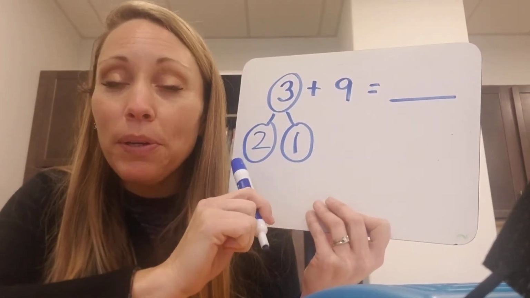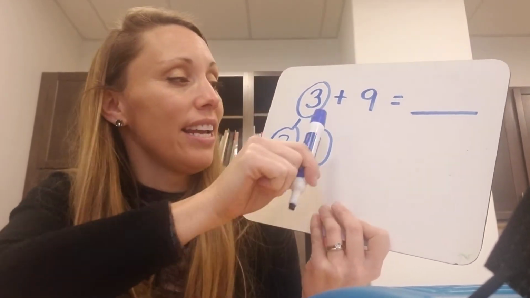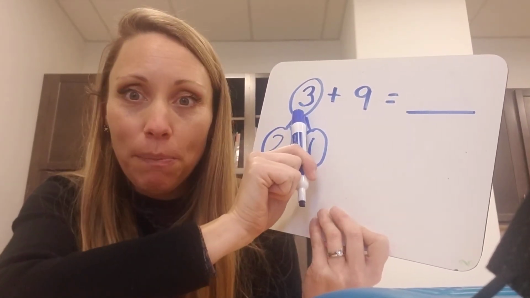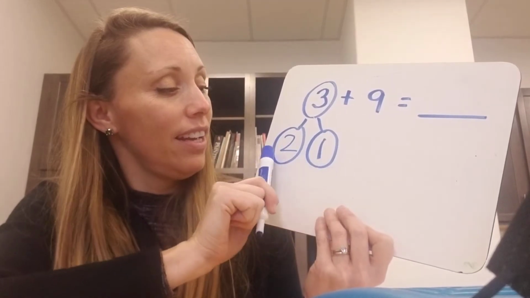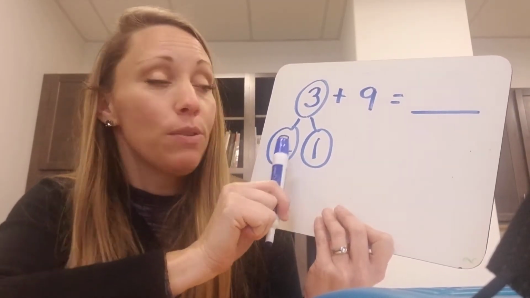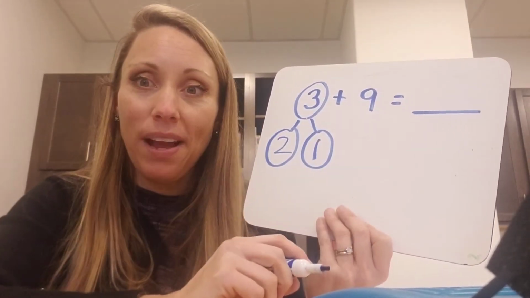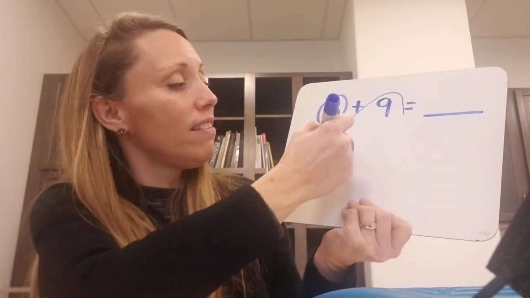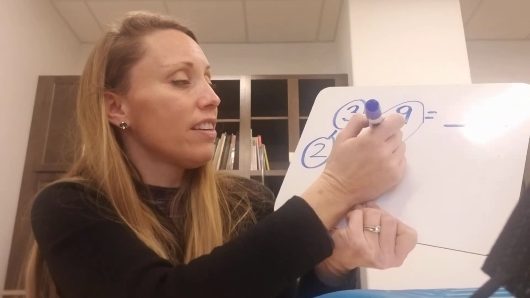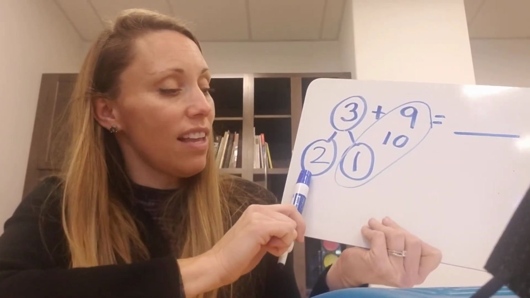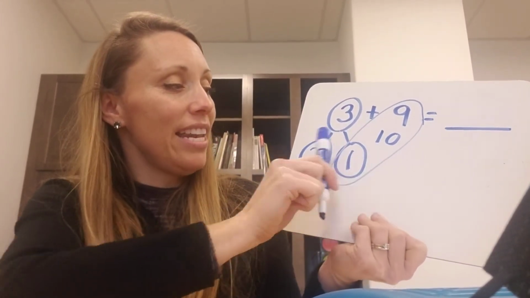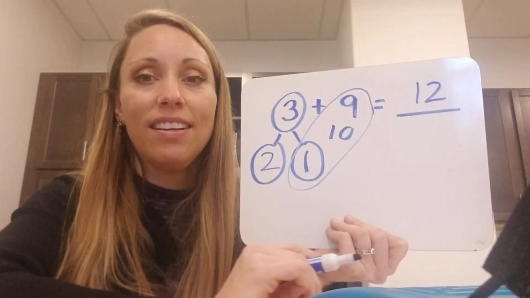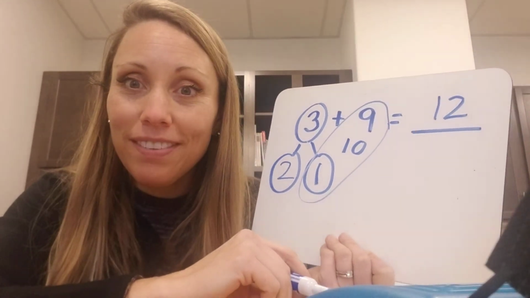So it won't always split evenly. The important thing is that you're splitting up the smaller number to make 10, and then the other number in your bond is what's left over from what you gave away. So here we would see that now the 9 and the 1 can make 10 together, and all that's left is the 2. 10 and 2 is 12, and 3 and 9 is 12.